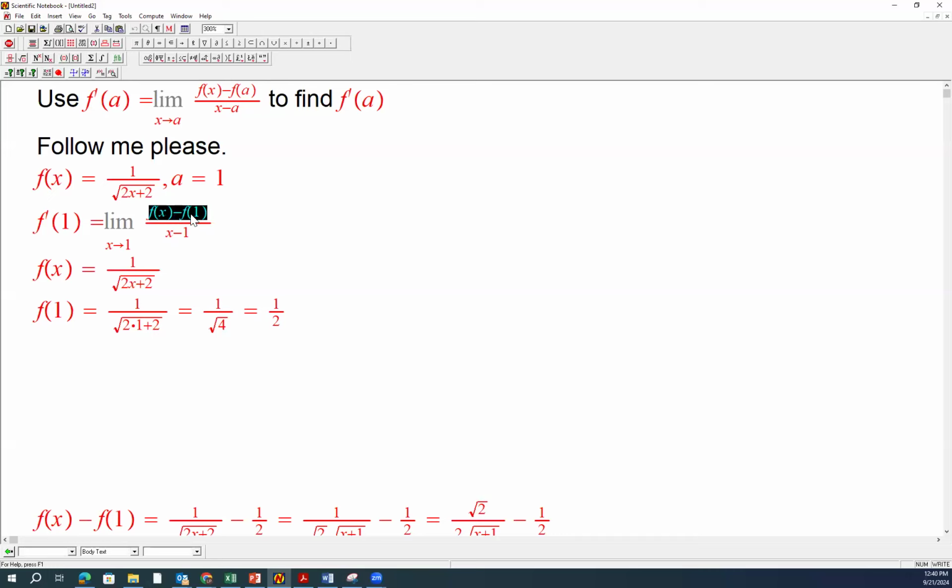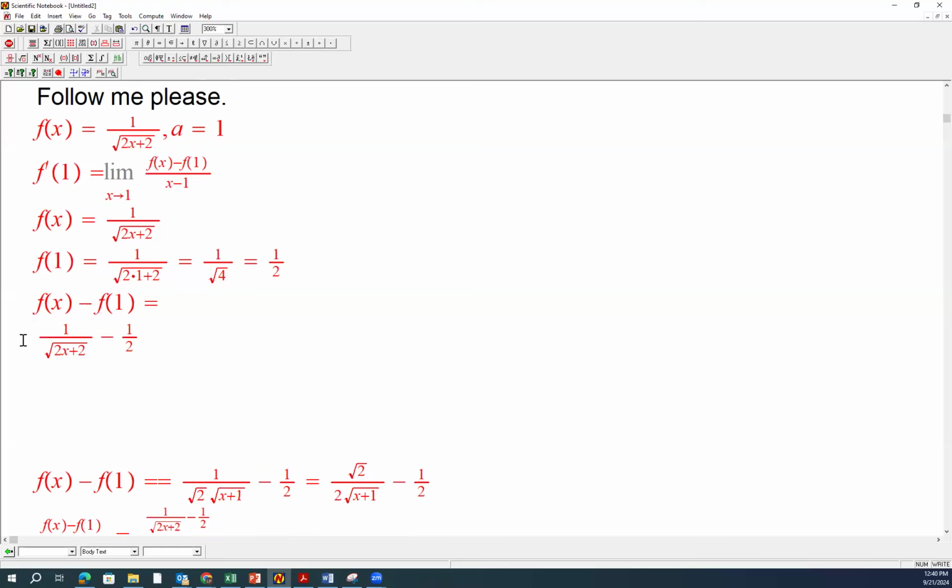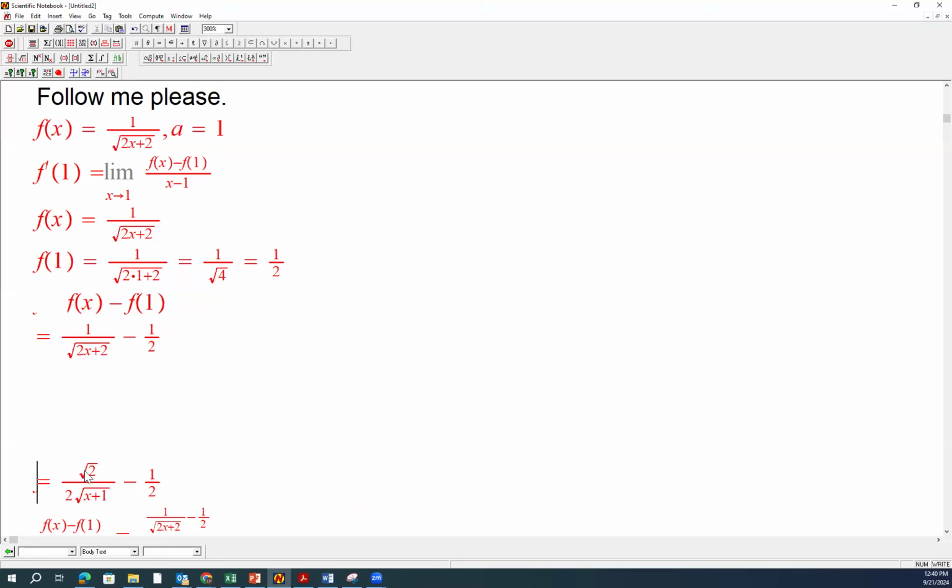F of x minus f of 1. So f of x, okay, minus f of 1. So f of x, we put in place f of x minus 1/2. Okay, so the next step is direct substitution, okay? Replacing f of x by its equal, and f of 1 is 1/2. Okay, so we get to this step.